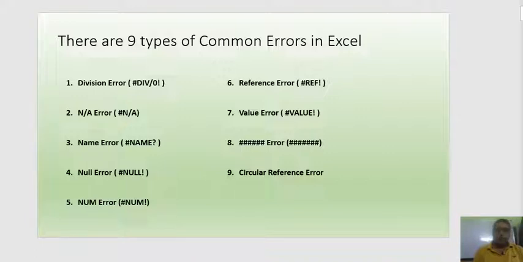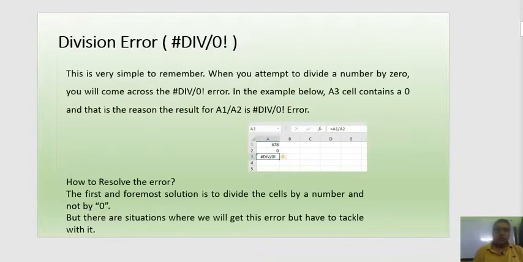Okay, now not wasting any more time and moving on to the first error, the division error or the div by zero error. As the name says, div by zero. So when you attempt to divide a number by zero, you will come across the div by zero error. Like in the example, you can see I've tried to divide 678 by the number 0, and I'm getting a division by zero error, because any number divided by 0, which you have studied in schools, results in an error and cannot be divided.